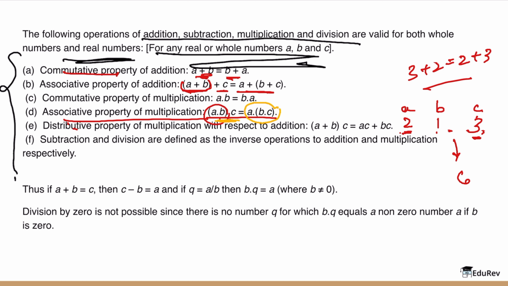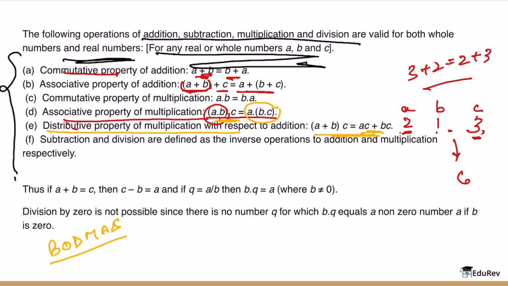Okay, then comes your distributive property of multiplication. So what does your distributive property of multiplication say? It says that when you are adding A plus B and multiplying C afterwards, this is nothing but AC plus BC. Now you just have to open the brackets. I hope you people have heard of BODMAS. So you just need to do BODMAS here.